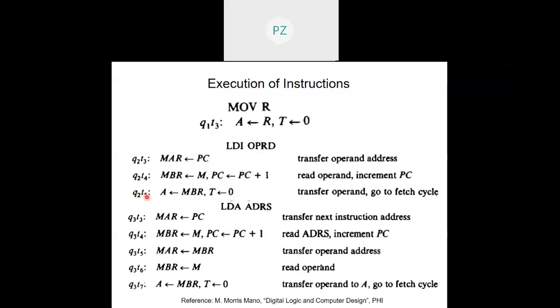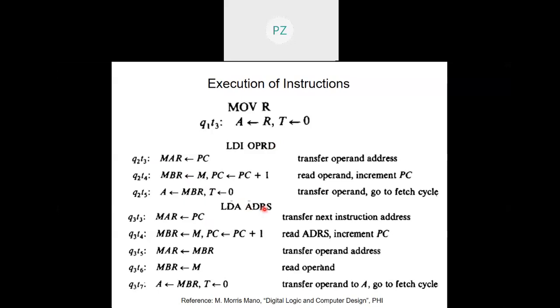And finally Q2 T5. See, this is a sequence: Q2 T3, Q2 T4, Q2 T5. Whatever is there in MBR, in fact that was the operand fetched from the memory, gets loaded into A, and the timer gets reset because the instruction has come to an end. So this will be LDI OPRD.